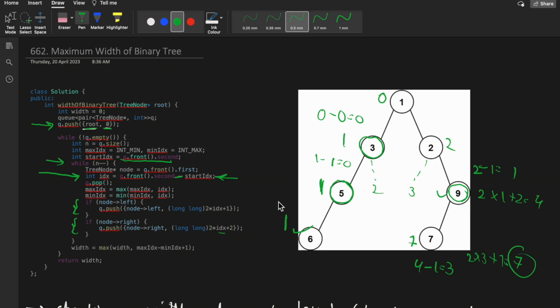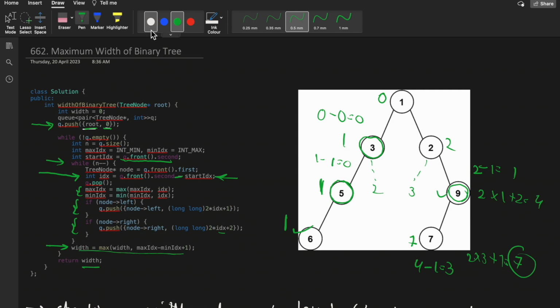at each level. And at the end, what I am doing is I am taking the difference of the maximum index and the minimum index. So yeah, before storing the indexes, I am also taking the values of the maximum and minimum index, right, here in these two variables, and subtracting them we will get our width at each level. So yeah, that's how I am storing the maximum width at each level in this width variable, and at the end we will return this width variable. So yeah guys, that's all for this video.